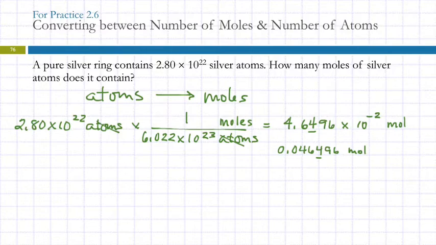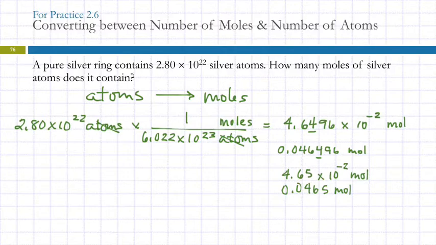To round this, I would keep that 4. So I write it as 6.4. The 4 is going to round up to 5 because the next digit is a 9. Times 10 to the minus 2 moles, or 0.0465. Either of those are acceptable.